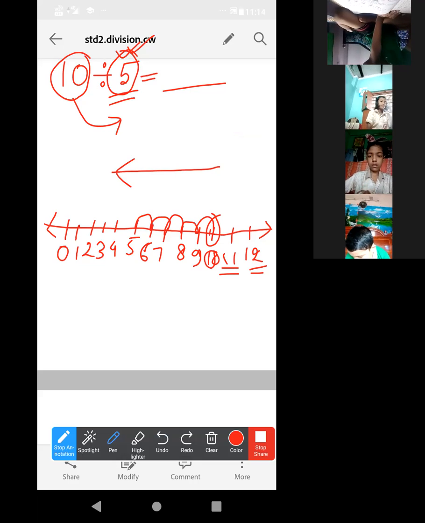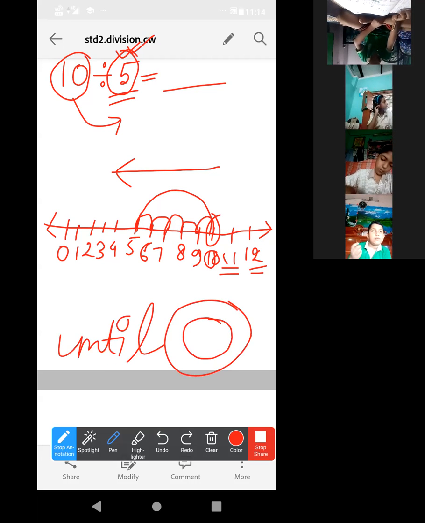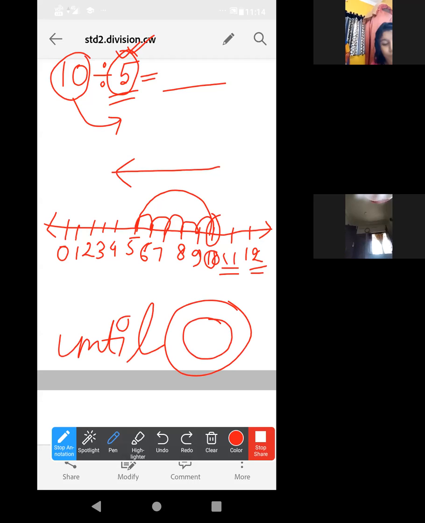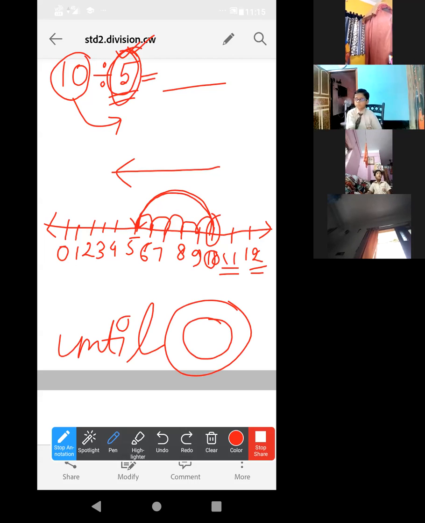That means from 10 we have gone up to 5. Now again we have to continue the process until we get 0, just like repeated subtraction, where we continue subtracting until we get 0. The same thing. Understood? Now the same thing: 5 places we have moved as we are dividing by 5. Next, another 5 places again we have to move.